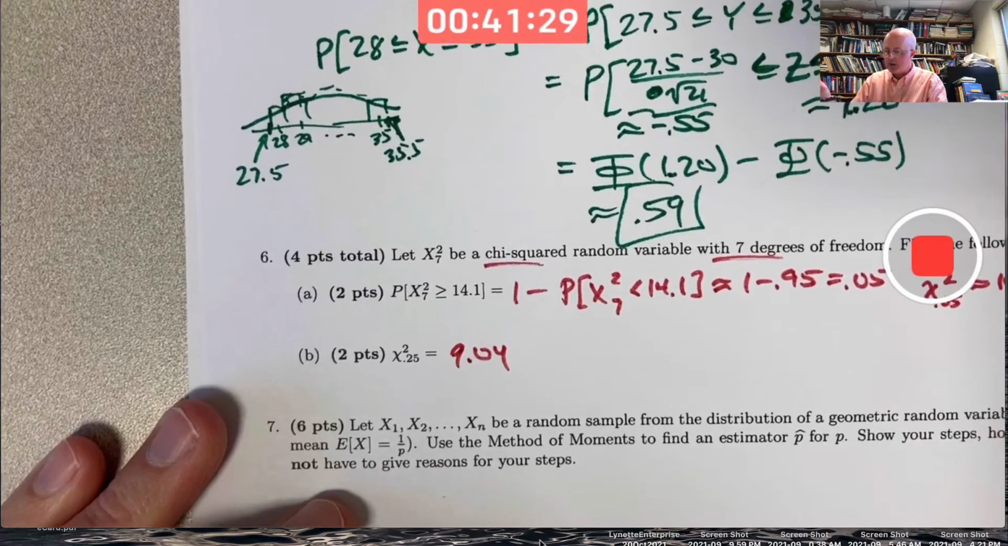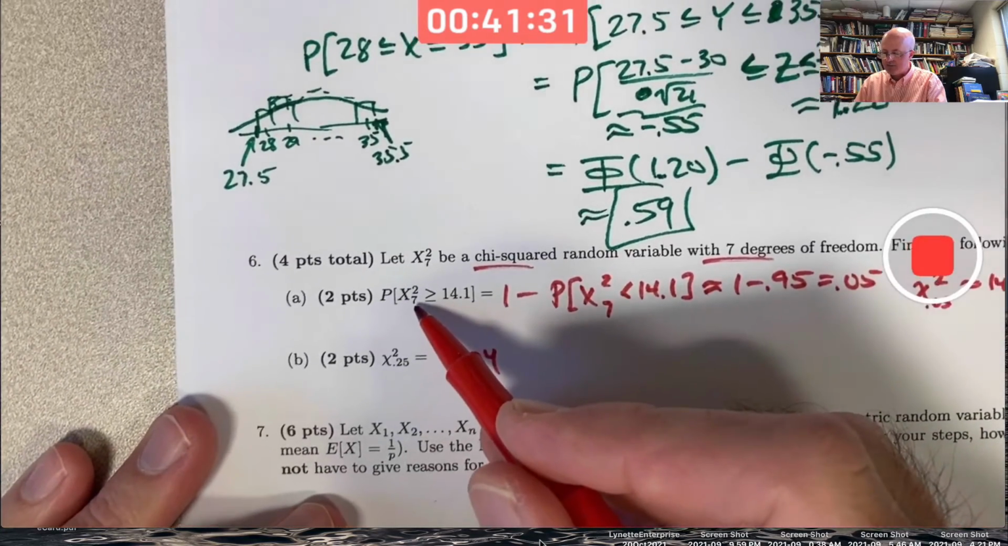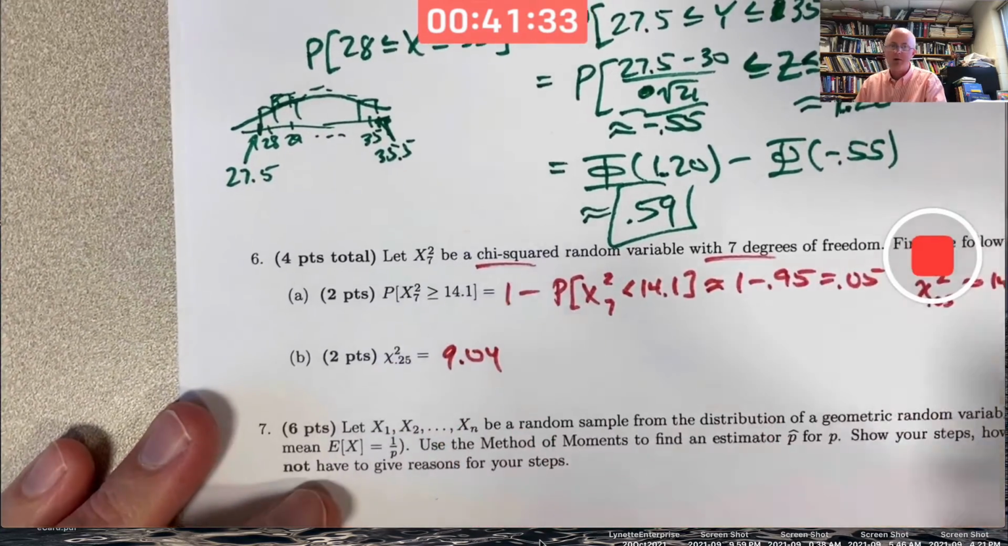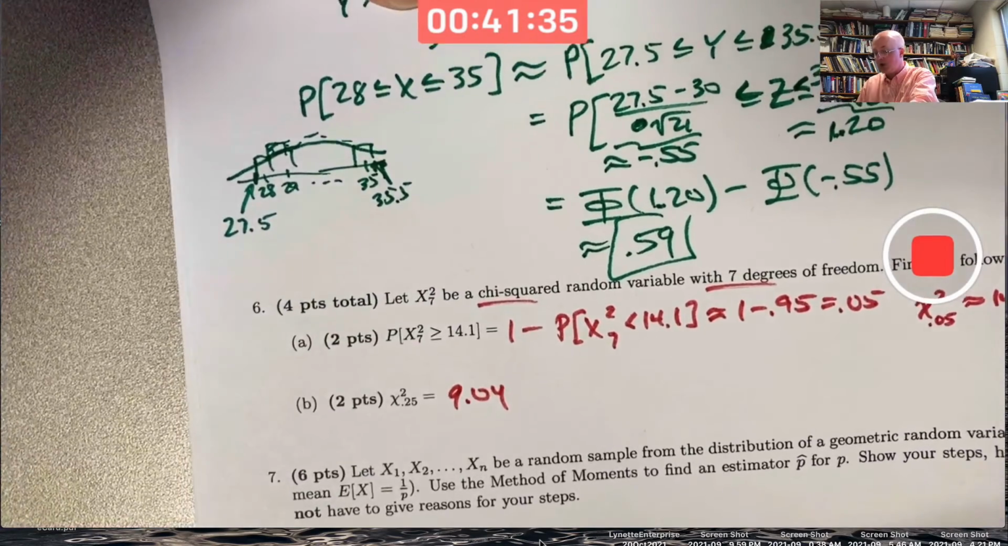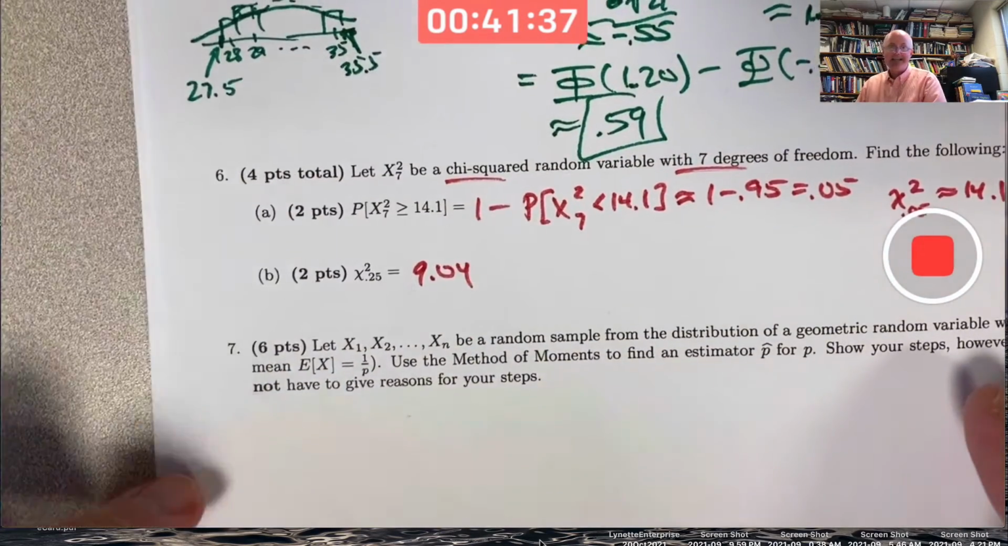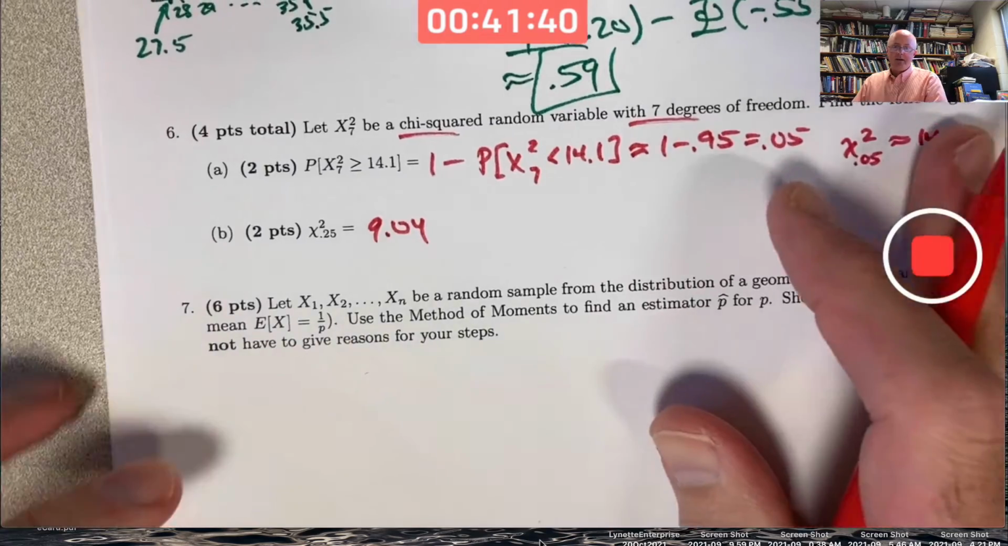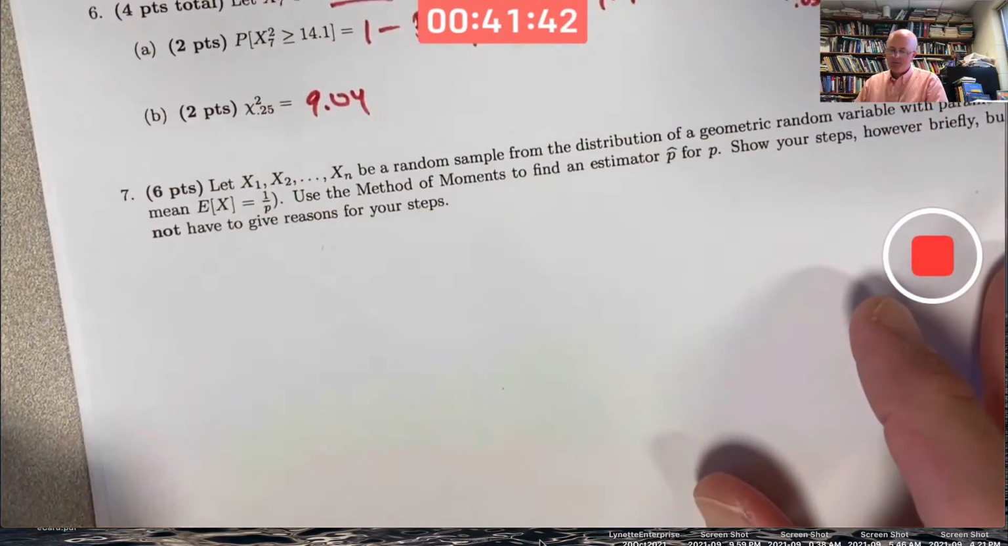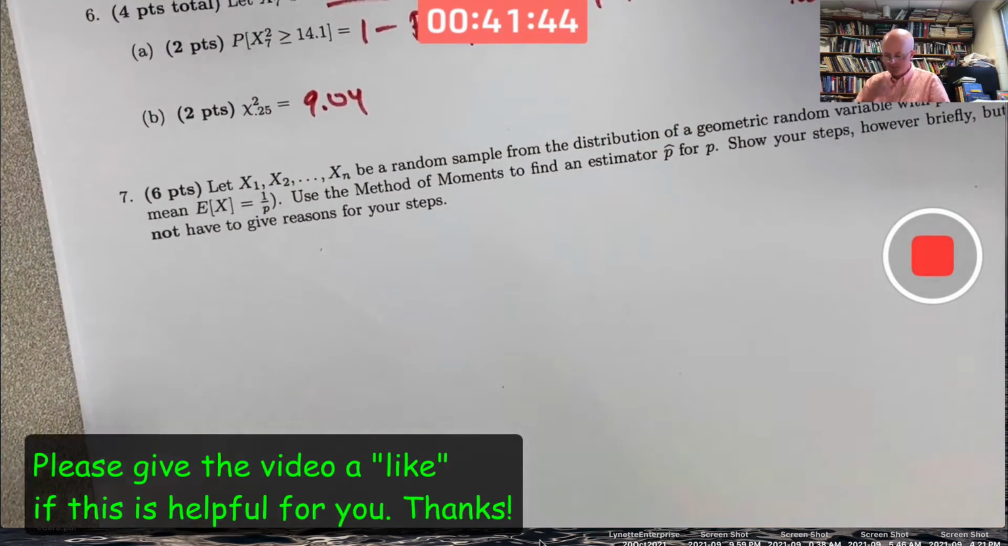It's weird that with chi-squared, you put the subscript to be the degrees of freedom there, but not there. This number does not represent the degrees of freedom. You need to know what the degrees of freedom is. That's problem 6. And on to number 7.